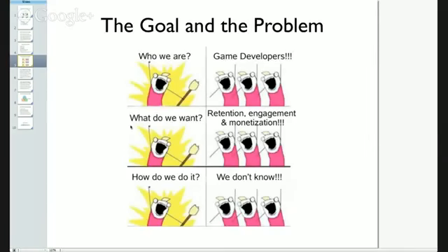This one is something that unfortunately happens a lot: game developers want retention, engagement, and monetization, but they have no idea how to do it. And because they don't know how to do it, their games are not successful. Everybody knows that you want retention, engagement, and monetization, but they don't know how to do it. The only way you can actually do it is to have the engineers and the marketing team working closely together, doing certain things.